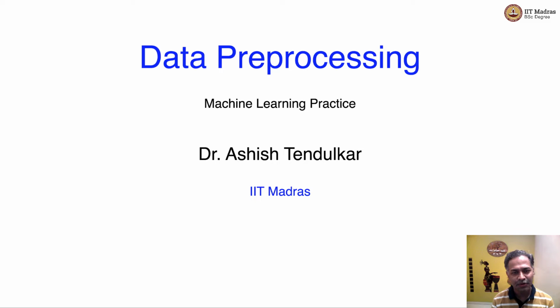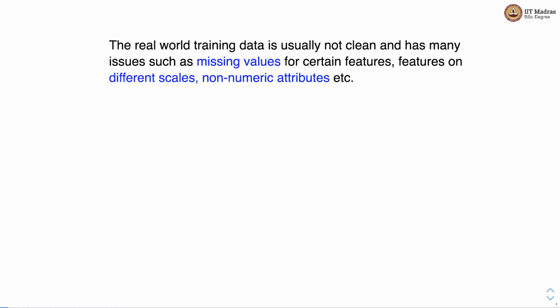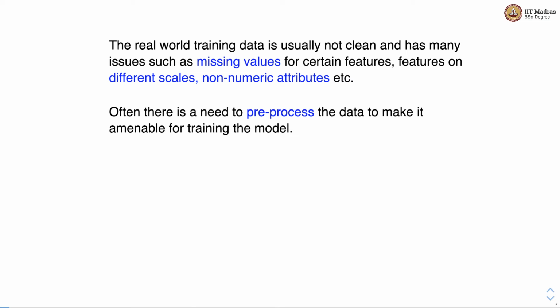In this video, we'll discuss data preprocessing. Real-world training data is hardly perfect. It is usually not clean and has many issues such as missing values for certain features, features on different scales, non-numeric attributes, etc. Often there is a need to preprocess the data to make it amenable for training the model.